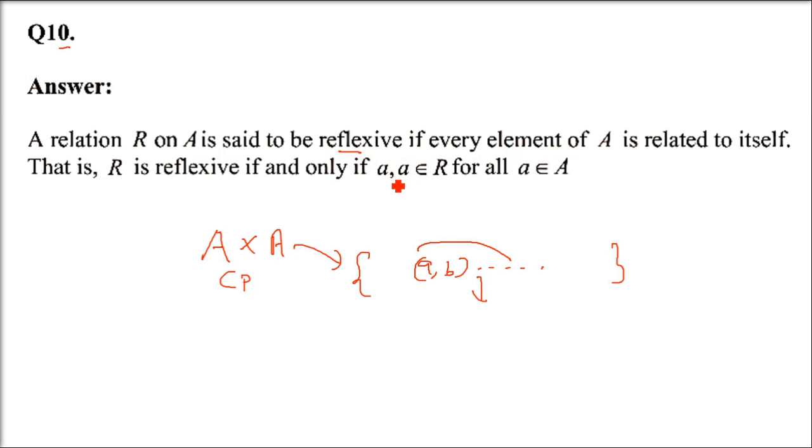That subset will be a relation corresponding to a certain condition being met. So a relation R on any set A is said to be reflexive if every element of A is related to itself. That is, if a belongs to set A, and a is related to itself, then we say it is a reflexive relation.